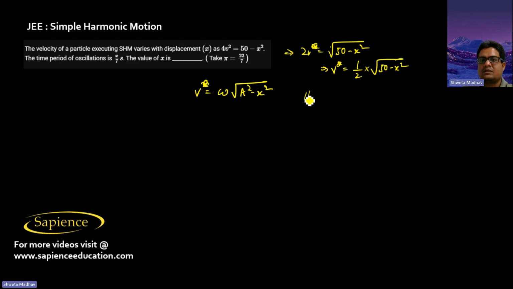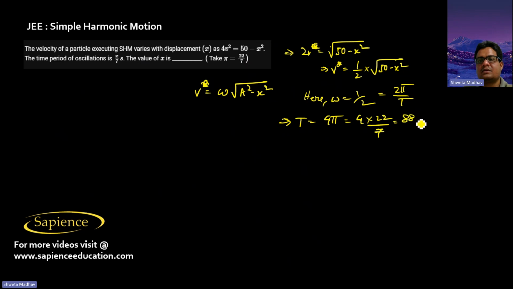So therefore here the omega value is 1 by 2, which is equal to 2 pi by T. Therefore the time period of oscillations is equal to 4 pi, which is equal to 4 into 22 by 7, that is 88 by 7 seconds. Which is equal to x by 7. So therefore x is equal to 88. So 88 is the answer.